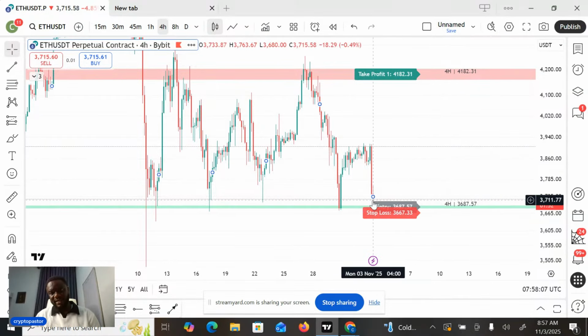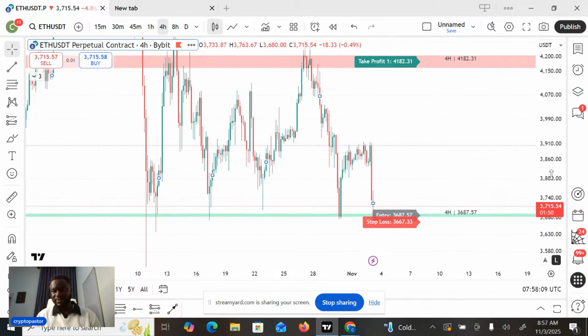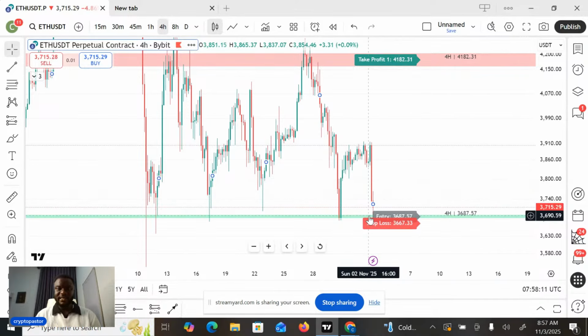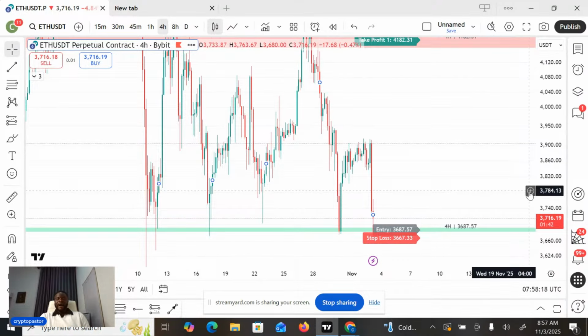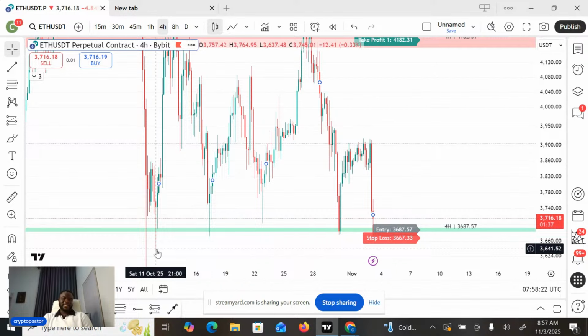So this is where Ethereum is right now, and I think we should have a pump from here. Guys, a lot of you need to have this Zomaster. Oh man, I'm tired though. Zomaster has given us an entry.